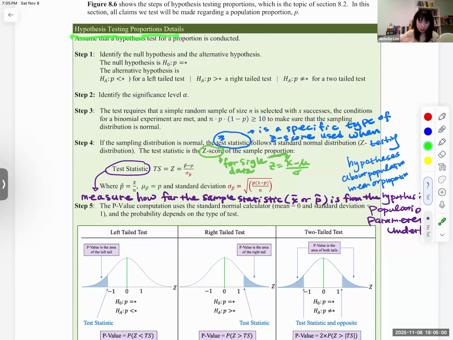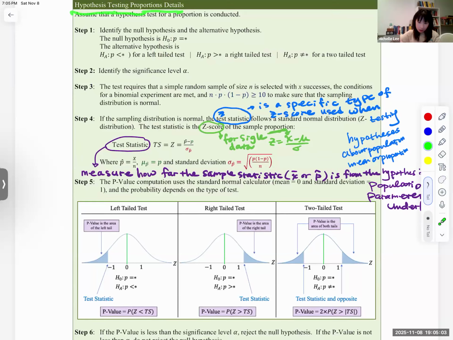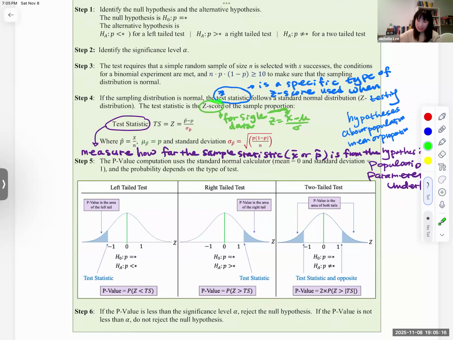Hypothesis testing, proportions. We say that. So, test statistic, new terminology. I'm going to call it the z-test statistic, because we are going to learn the t-test statistic later. So, z-test statistic is a z-score, but it's a special z-score.